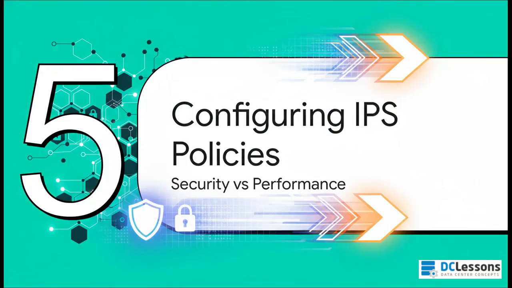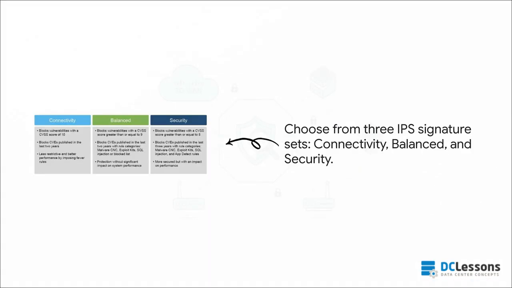When you're setting this up, probably the biggest decision you're going to make is finding that perfect sweet spot for your organization, that balance between raw network performance and just how tight you want your security to be. This slide lays out your options really clearly. You've got connectivity, which uses the fewest rules to make sure speed is the top priority. On the other end, you have security, which enables the most signatures for maximum protection. But yeah, that can affect performance. And then right in the middle, you have balanced, which is a fantastic choice for most deployments. It gives you really strong protection without a huge performance hit.